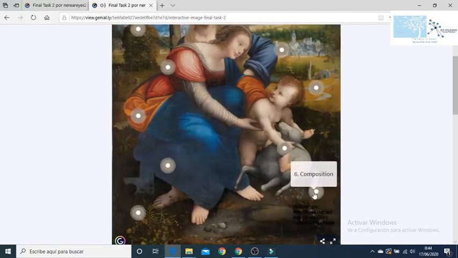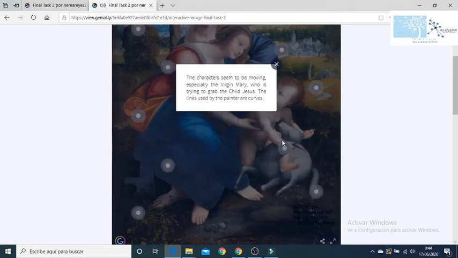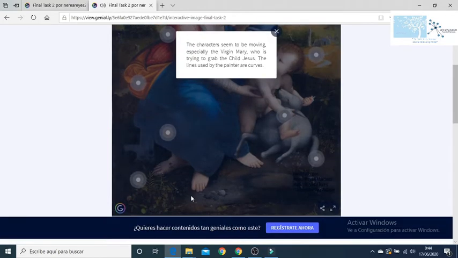In this work, color predominates. The scene is bright, the colors are warm and cheerful. There is a lot of variety of colors and they correspond to reality.